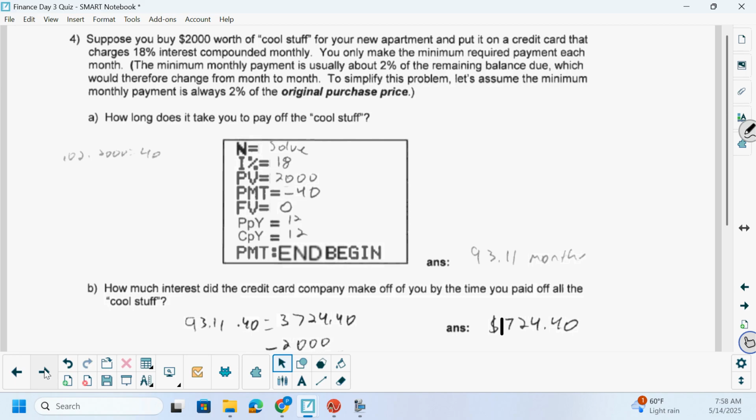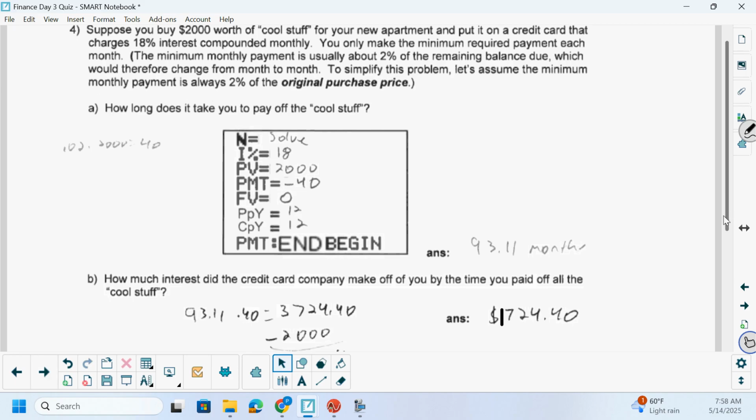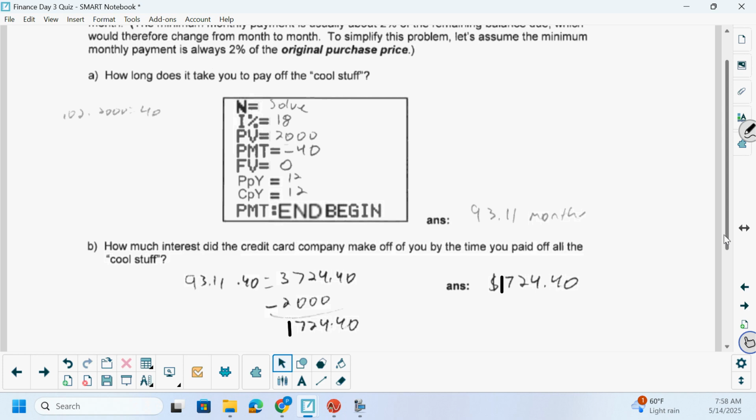And we've got our PPY and CPY are 12. So we end up getting that it's 93.11 months. If you multiply that by the $40, that's 3,700 and change. So you end up paying a lot of extra essentially. So you end up paying $1,724.40. That's how much money that the credit card company is making off of you because you only paid the minimum payment each month rather than paying it off.